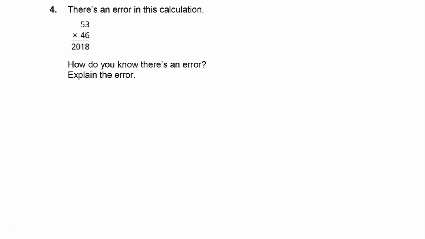In question number 4, it tells us that there's an error in this calculation. Explain how you know there's an error, and what is the error. So the first thing I would do is I look at my 5 and my 4, or my 50 and my 40, and I asked myself, well, am I in the right range, at least with an answer of 2018? Well, 50 times 40 is 2,000, so that's a good starting point.